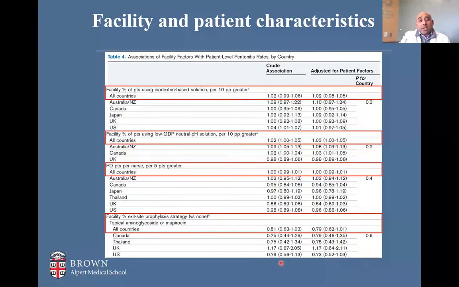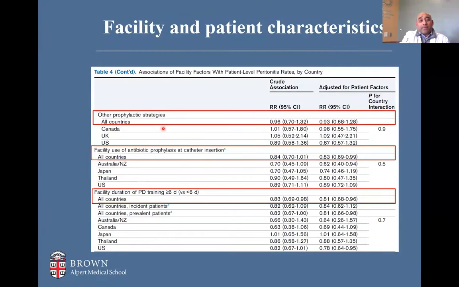And again, this table does not include Japan because, like I've mentioned a couple of times, they don't use exit site prophylaxis because of funding issues and concern for resistance development. And the UK does not, with less than 50% of facilities using gentamicin or mupirocin for prophylaxis. The next is other strategies of prophylaxis. Intranasal mupirocin was the most widely used other strategy, and also a low relative risk ratio, but again, the confidence interval is very wide everywhere.